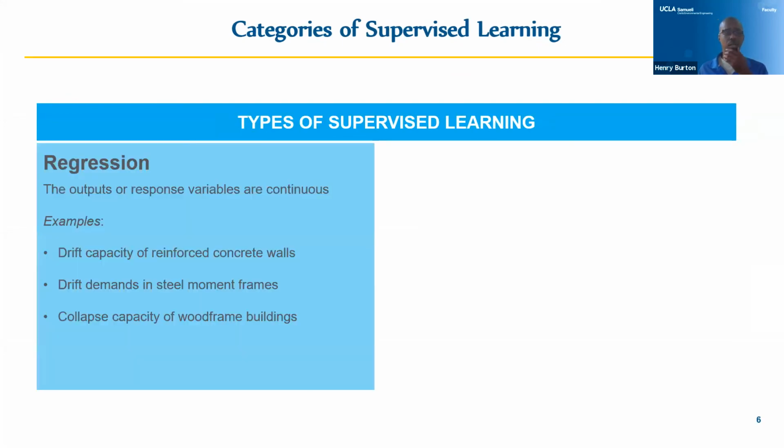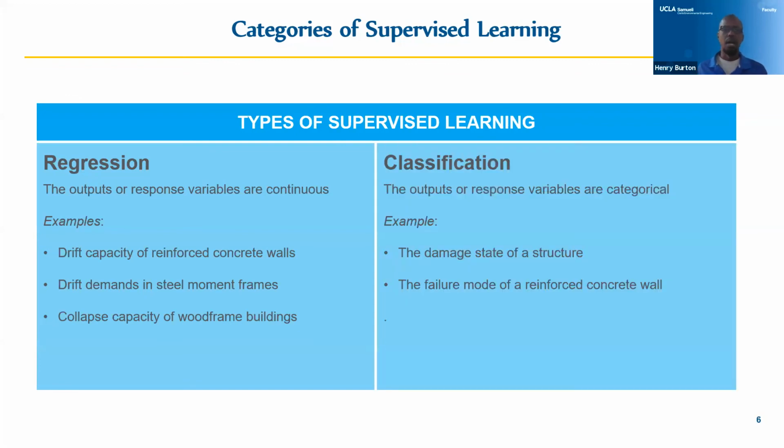So I'll talk a little bit more about the types of supervised learning, right? So regression. If you've taken a statistics class, you've heard of regression before, right? This is where the outputs from your predictions, or your response variables, are continuous variables. So if you're trying to predict drift capacity of concrete walls, drift demands in steel moment frames, or collapse capacity of buildings, these are typically defined as continuous variables. So this would be a regression problem.